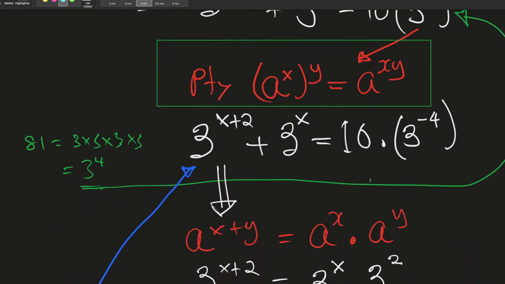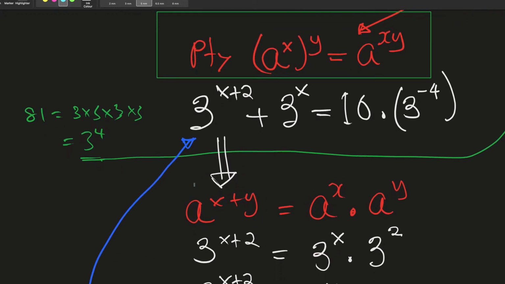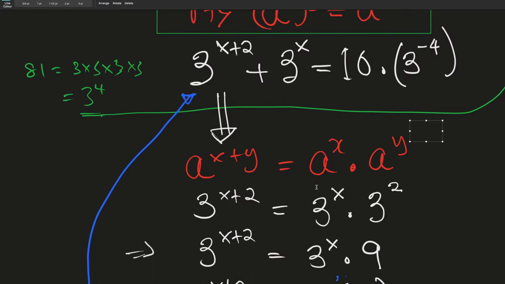And after that, we concentrated on the 3 raised to the power x plus 2. And we know that we can also use this property that is also very familiar with us. You see, addition, that is the addition of indices. The addition of indices, that is the property that we employ. So that is how it is. This property is a summation of the indices.